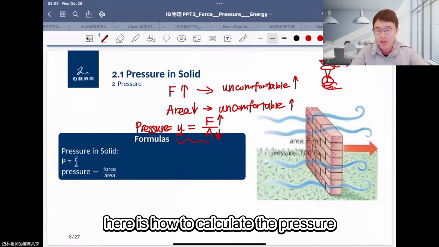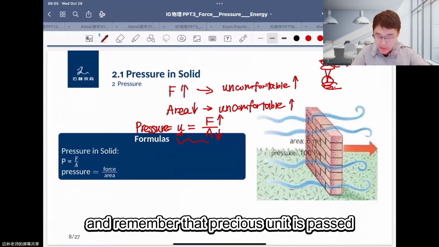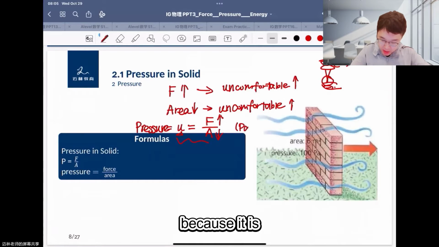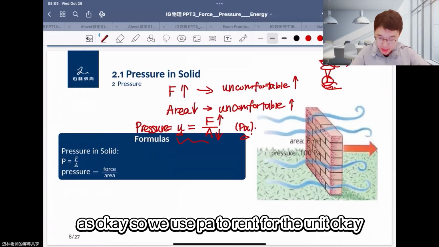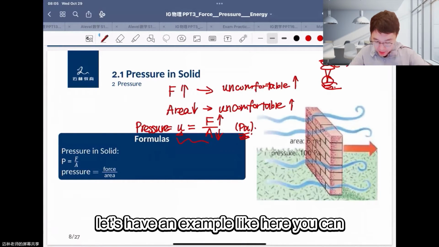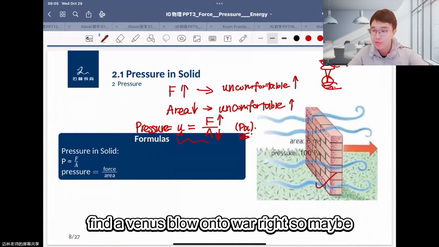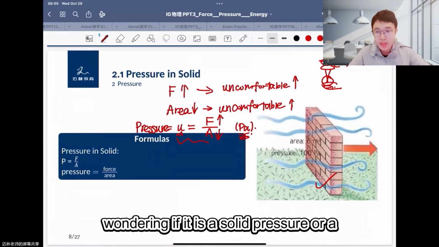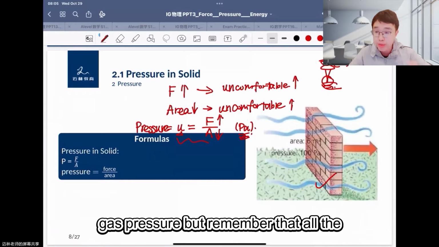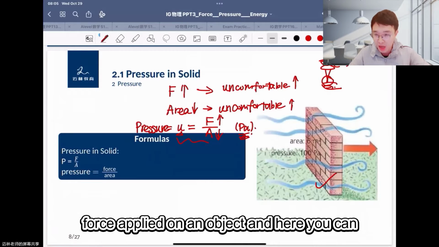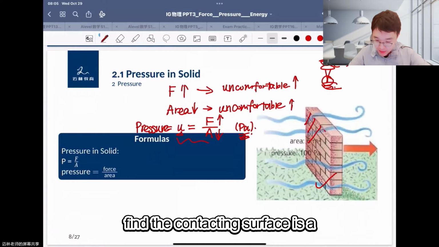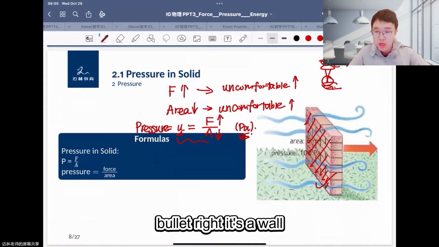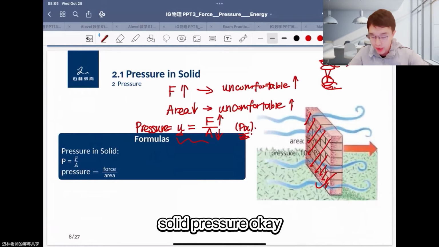Okay, so here is how to calculate the pressure. And remember that pressure's unit is the Pascal, because it is named after the famous scientist Pascal. So we use Pa to refer to the unit. Let's have an example. Here you can find wind blowing onto a wall, right? Maybe you ask, teacher Mai Lin, is it a solid pressure or a gas pressure? But remember how the force is applied on the object. Here you can find the contacting surface is a solid, it's a wall. So we can say it is a solid pressure, okay?